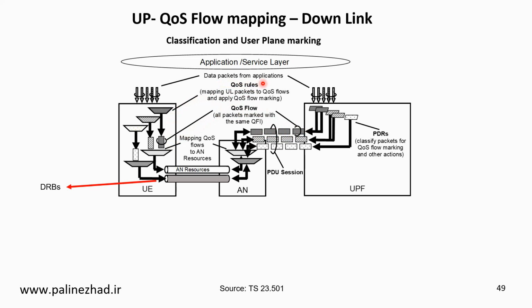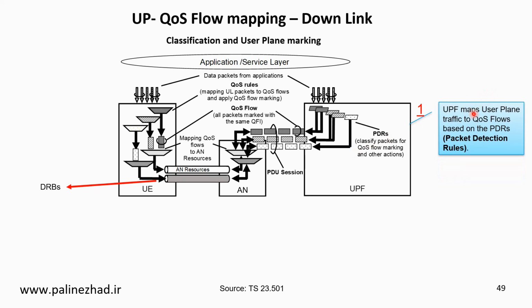And we have some data packets from applications in the uplink direction and in the downlink direction. And here between access node and UE, we have data radio bearers. And these data radio bearers have some resources that we can allocate to different flows. Let's see what happens in the downlink.